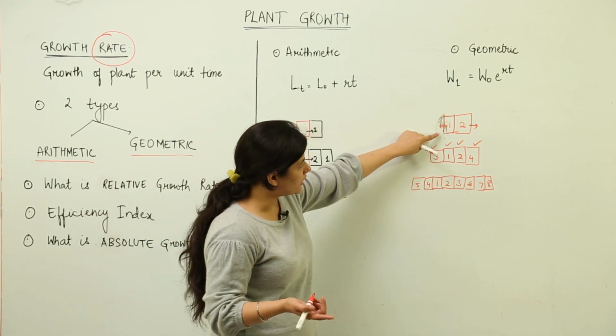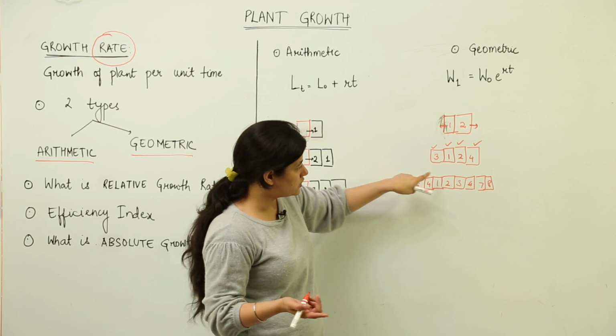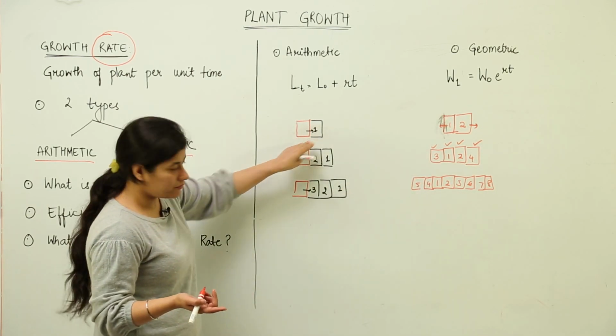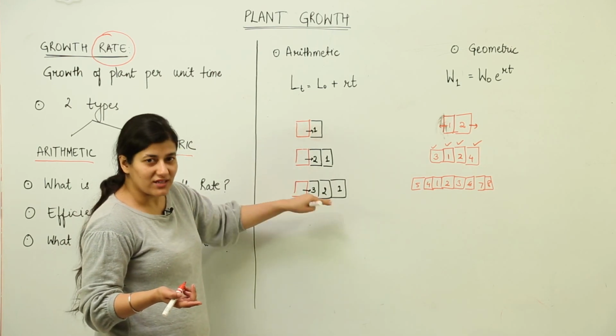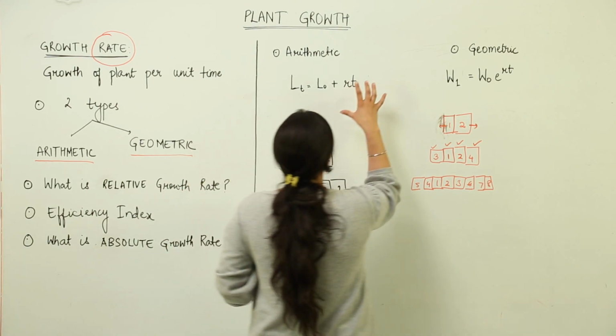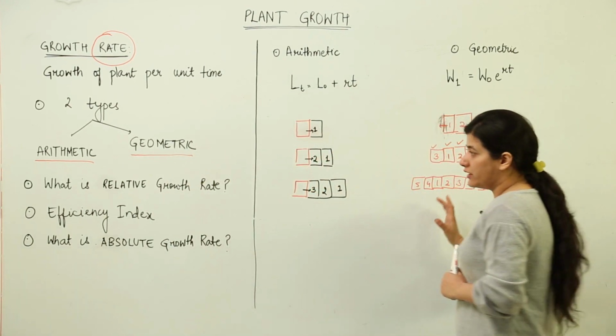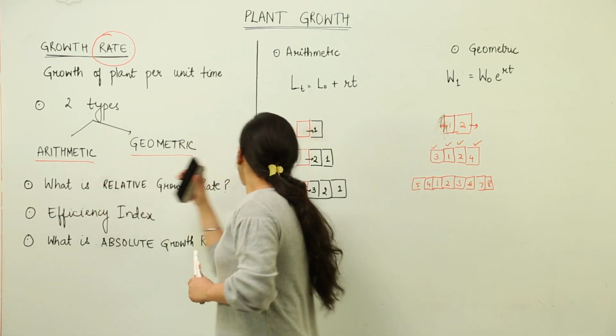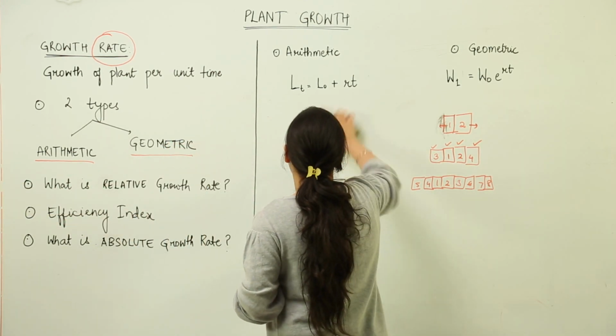As you can see, we started with 1 cell, it gave rise to 2 cells, 2 became 4, 4 became 8, and over here we started with 1, then became 2, then 3, then 4. In this way, the increase takes place. Now this is the difference between arithmetic growth rate and geometric growth rate. You would understand it in a better way if we show its graphical presentation as well.